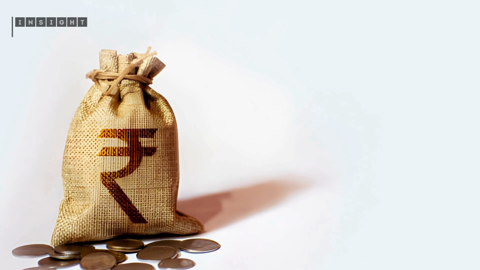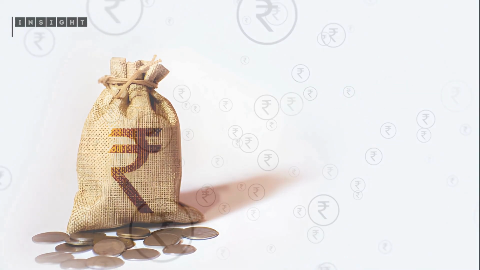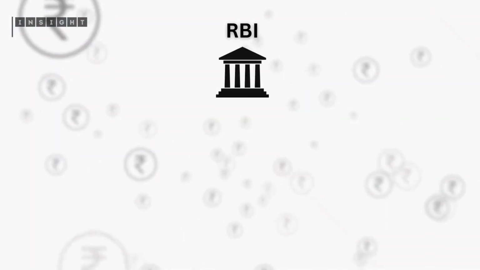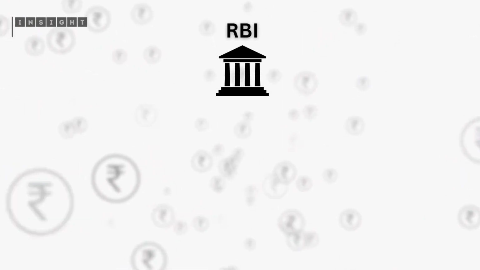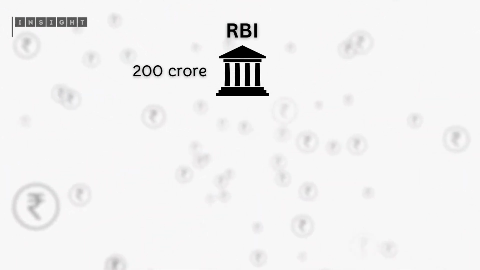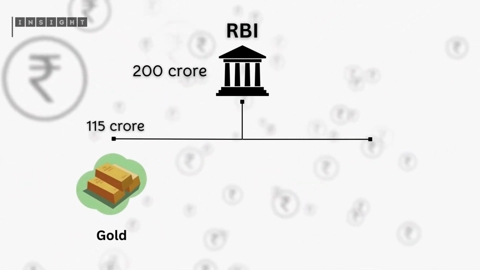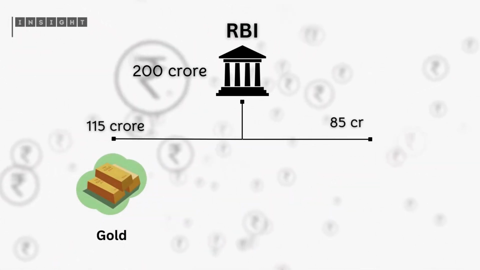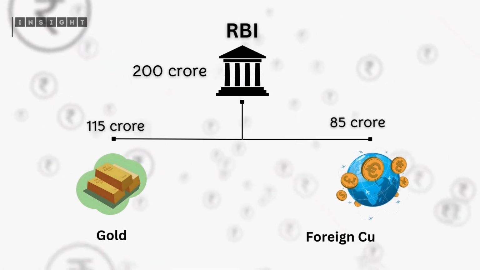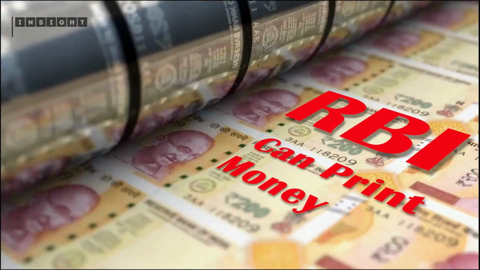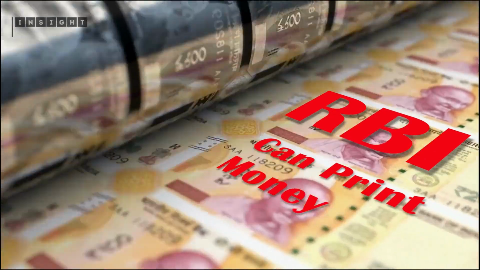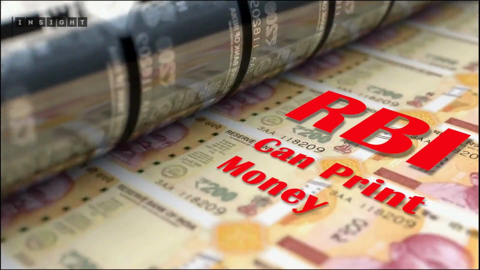monetary policy since 1956. This system mandates that the RBI must always hold assets worth at least 200 crore rupees. Out of this, 115 crore rupees should be in gold, with the remaining 85 crore rupees in foreign currencies. Once this minimum is met, the RBI has the discretion to print more money as required.